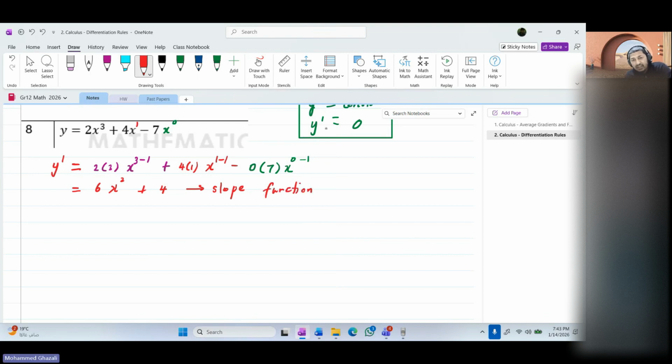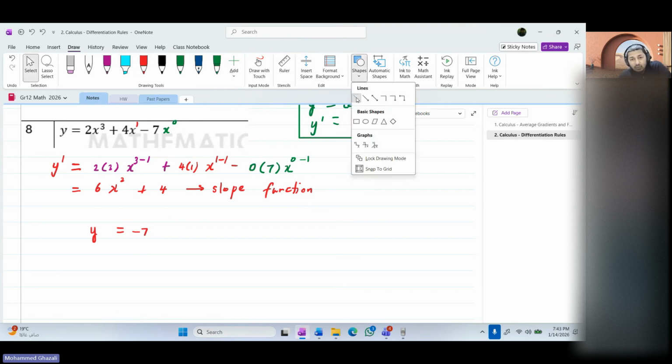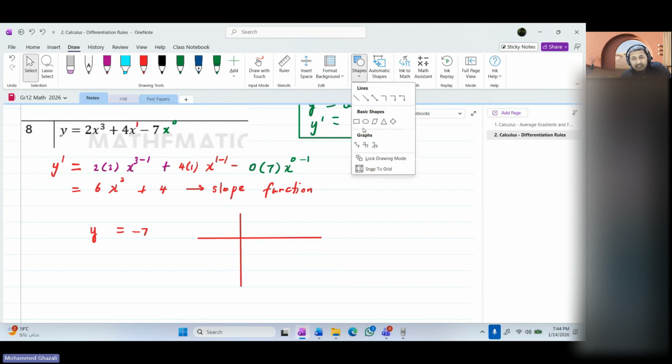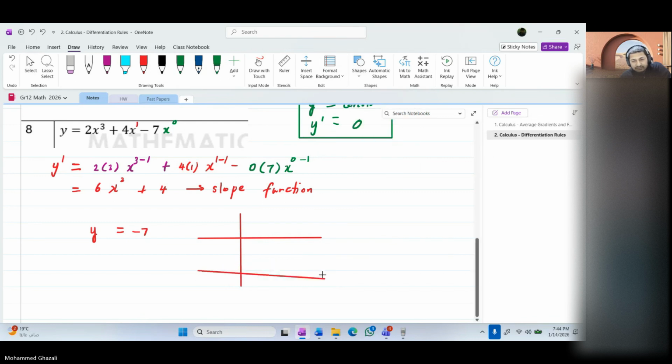Now, let me explain why the derivative of a constant is 0. So remember, y is equal to some constant, let's just say 5, or in this case, some constant -7, right? Now, let us sketch the graph and see why the derivative is 0. So how do we sketch a graph of y equals -7? It's just basically a straight line. Guys, if you have any questions, please ask, right? So this is the x-axis and this is the y-axis. So there's 0 here. y equals -7 is just a horizontal line, right? -7 is a horizontal line.